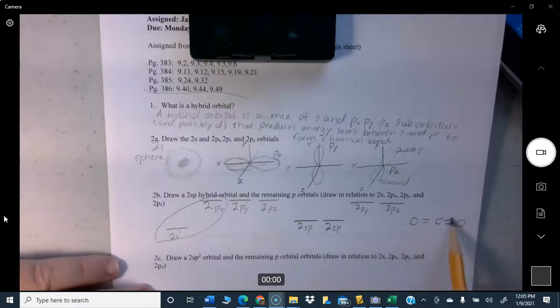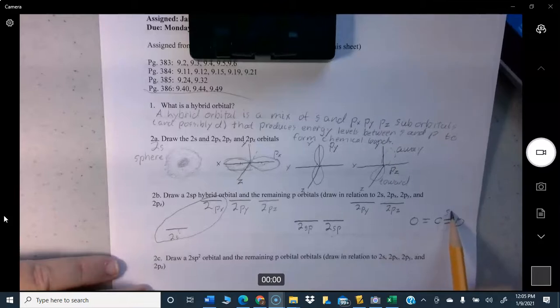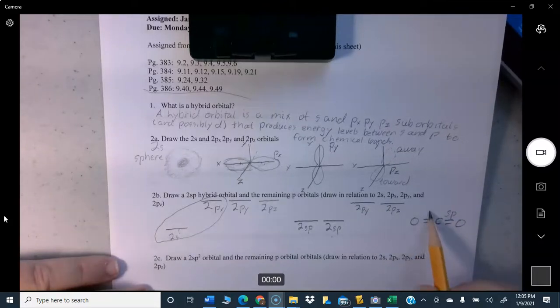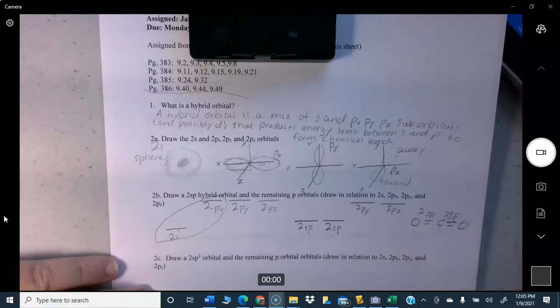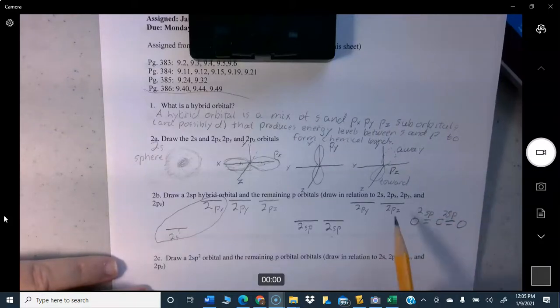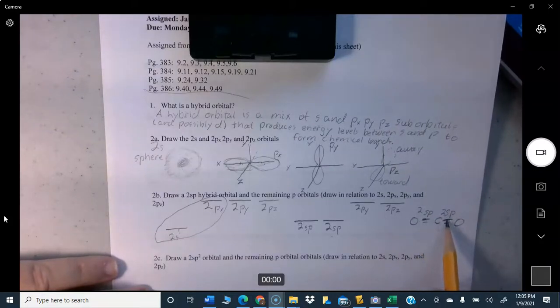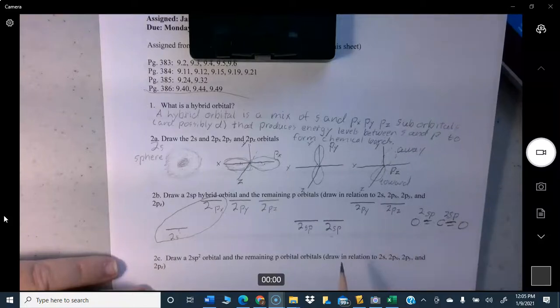Okay, so one of these is bonding over here, that's an sp orbital. And one of them is bonding over here, that's an sp orbital. The two just means it's in the second energy level. And that's what that would look like. Now that's one of these. Okay, but what about this second bond?